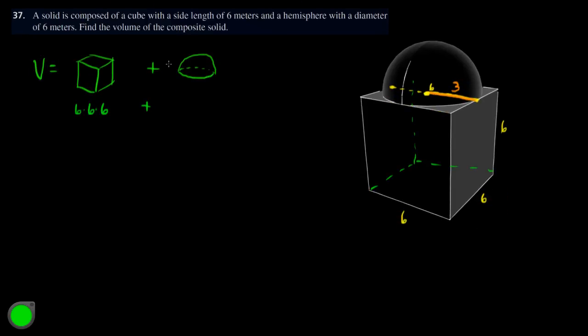So let's see. The volume of a hemisphere, half of a sphere, is going to be 1/2 times 4/3 times pi times the radius cubed, which in this case is 3. And so let's calculate some of these things. 6 times 6 is 36 times another 6 is 216? I think so. Yeah. So there's one of those volumes.